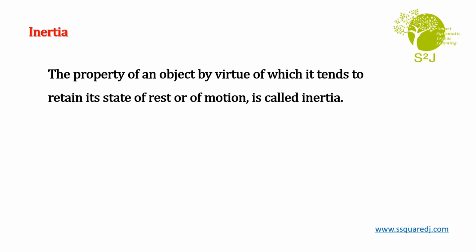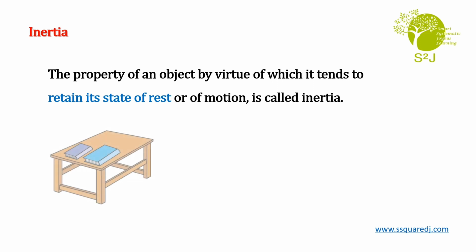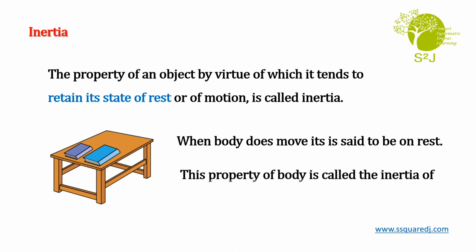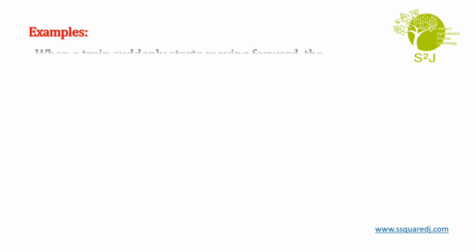Now let's break this definition in two. That is, when the object is at rest and when the object is in motion. So first we will study at rest. Considering this example, these books on the table will remain on the table unless and until you apply any external force on it, that is, you pick up the book or you push the book. So such inertia is called inertia of rest, the property of the body.